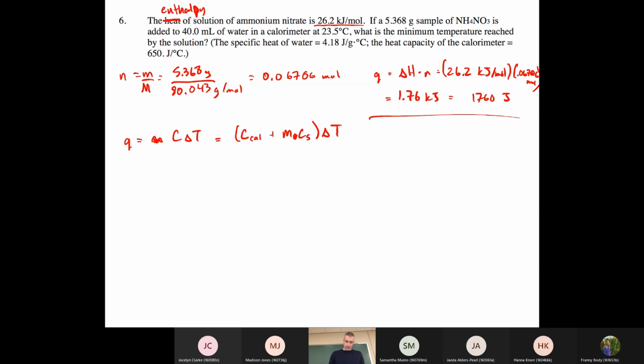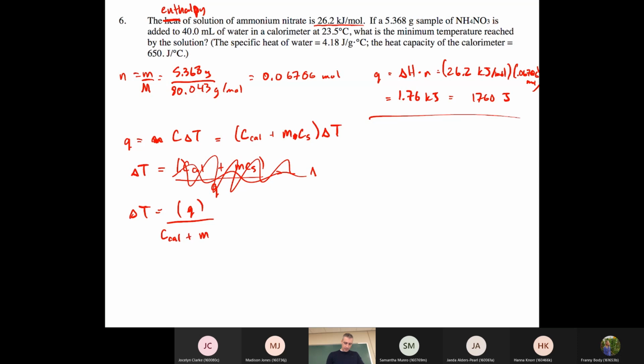What we're really interested in here is our delta T. Delta T is going to be equal to C cal plus MCS over Q. And our values up top are going to be equal to, I got that the wrong way around, don't I? Yeah. Delta T is equal to Q divided by C cal plus MCS.